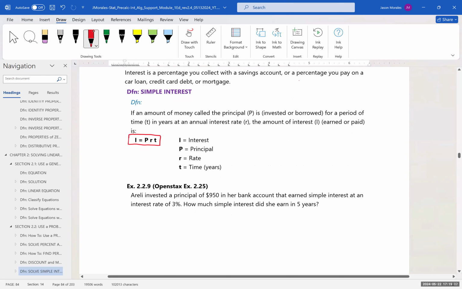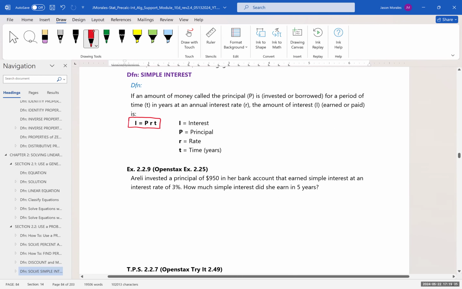So let's look at this first example. Arielle invested a principal of $950 in her bank account that earned simple interest at an interest rate of 3%. How much simple interest did she earn in 5 years? So we use this formula, I equals PRT, and we have to look at what information we were given to see what values we can substitute for each of these variables. Here it says the principal is $950. So we know P equals 950.